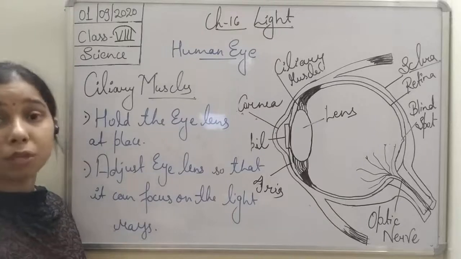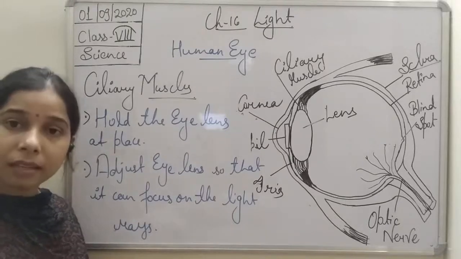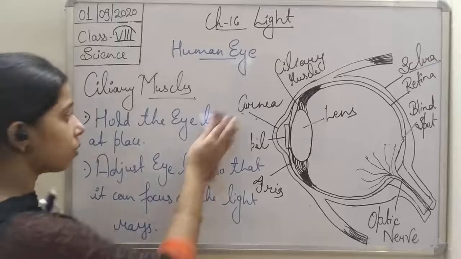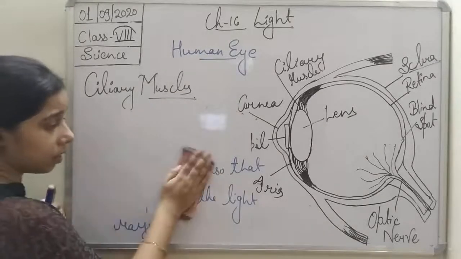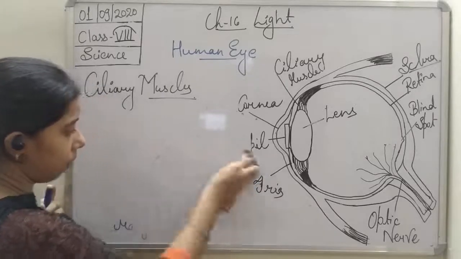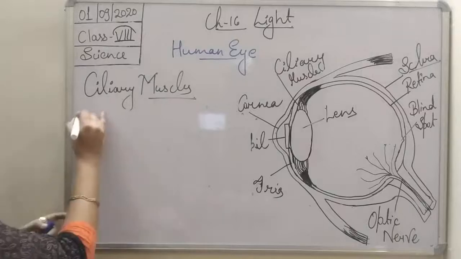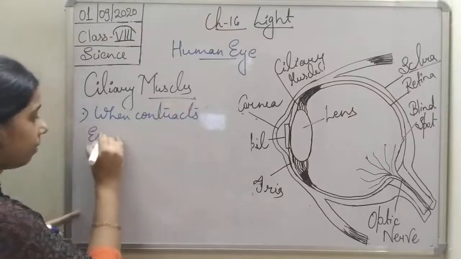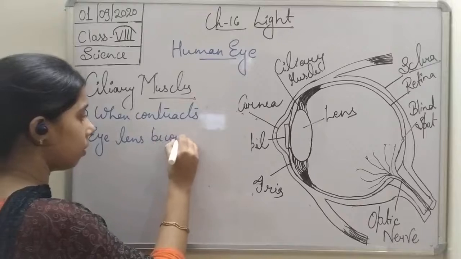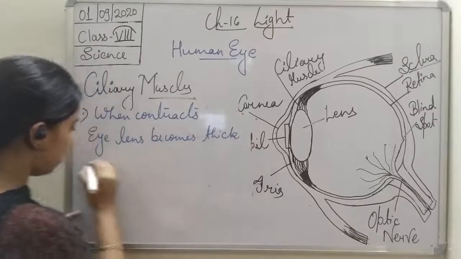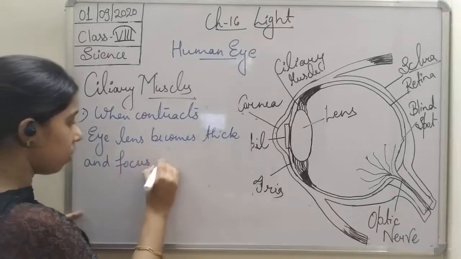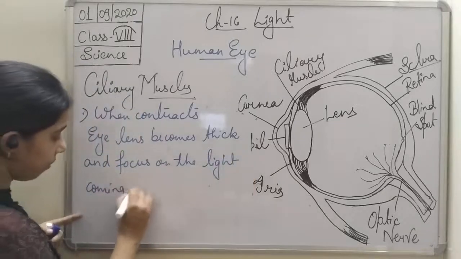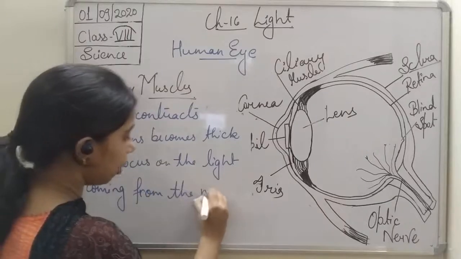Now, since it is a muscle, student, it contracts and it relaxes. So when it contracts, the thickness of the lens increases, and when it relaxes, the thickness of the lens decreases. It means it will become thin. So when it contracts, the lens becomes thick and focuses on the light coming from the nearby object.